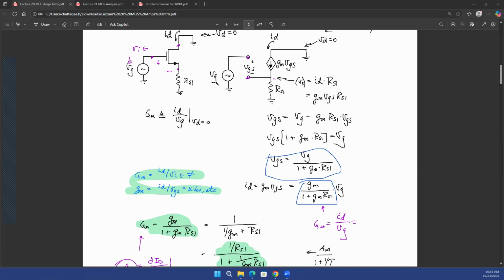So if you're applying this gate voltage, which is an AC voltage over here, and you have this source resistance, then the output current, the ID current, is going to be GM times VG divided by 1 plus GMRS. Originally, in the small signal model of the MOSFET, you know that the ID current is GM times VGS. But for this whole circuit, when you have a source resistance connected to it, the ID current is not GM times VG. It's GM divided by 1 plus GMRS times VG. That is the effect of this source resistance.